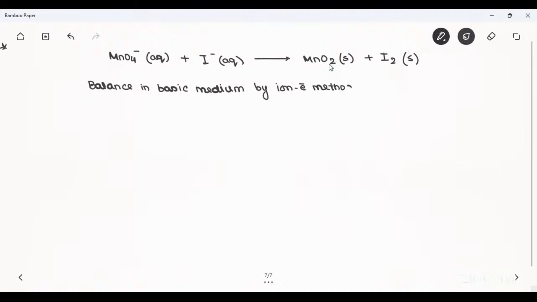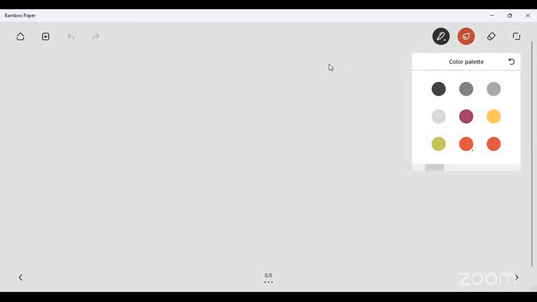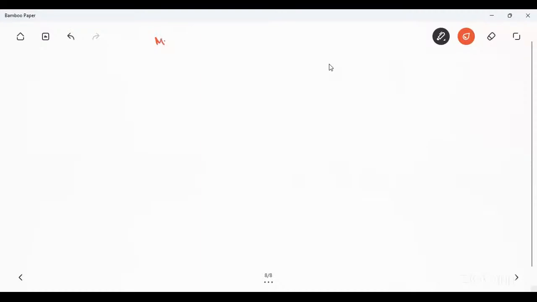Electron method, right? So this is the balancing thing. Now, what is the first thing? First is to write the reduction half cell. What was the equation again? MnO4 minus, which is aqueous, plus iodide, I minus, which is also aqueous, results in the production of MnO2, which is solid, and iodine, solid. First, write the reduction half cell and the oxidation half cell.